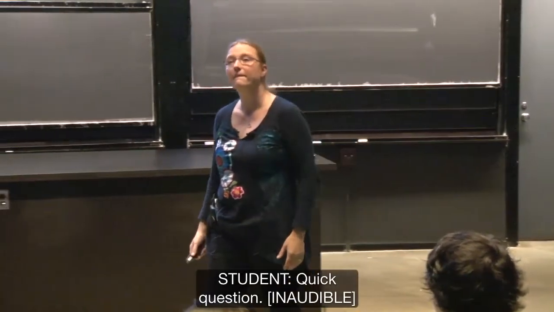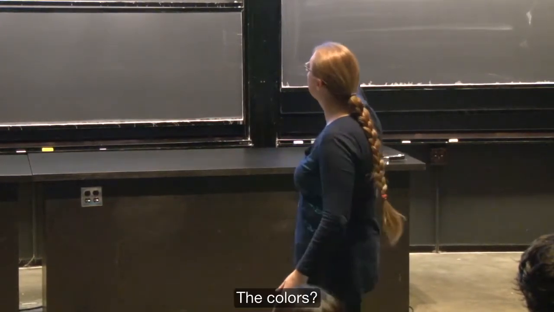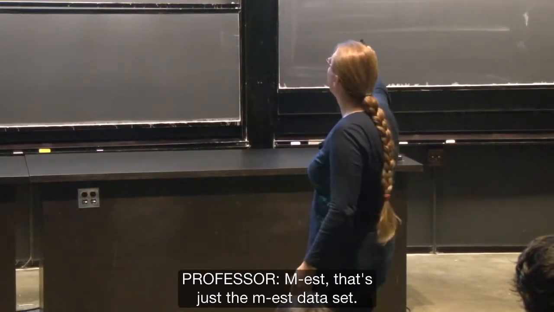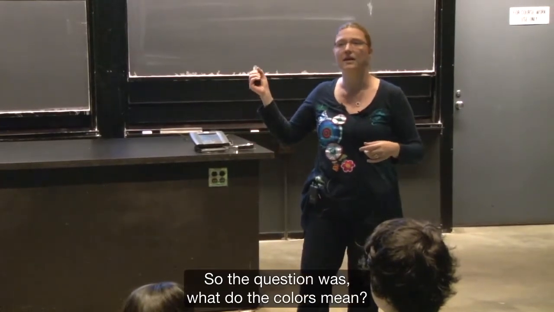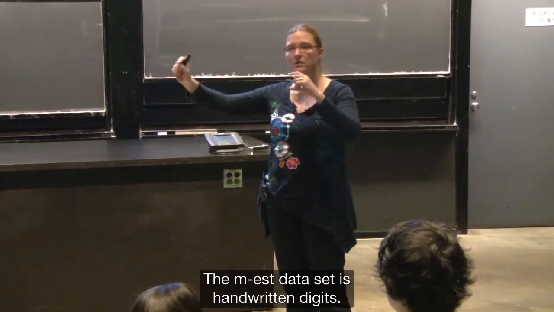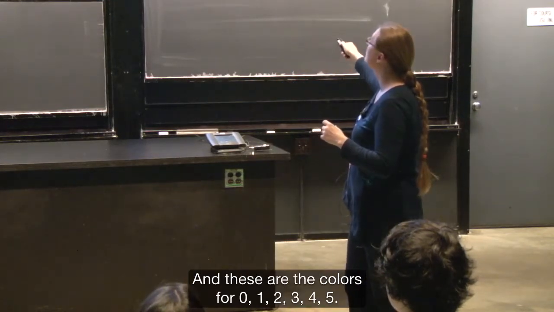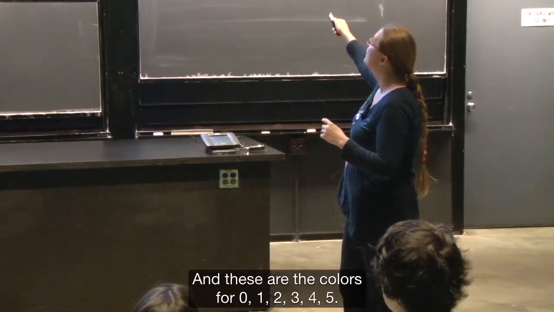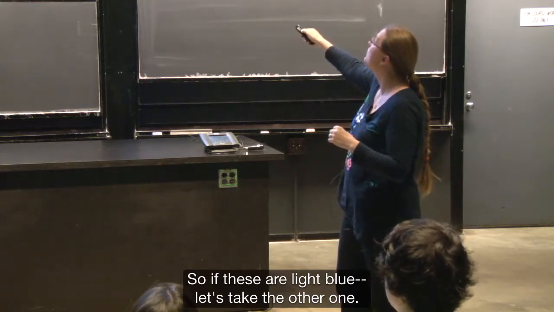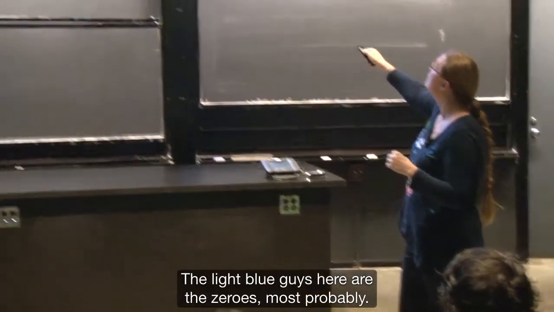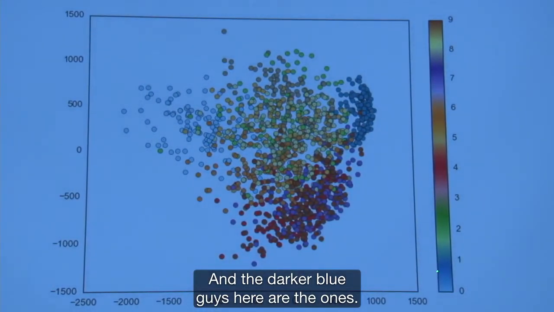Quick question, please. The previous graph you showed, the axis and colors, what do they mean? What, this axis, the colors? MNIST, that's just the MNIST data set. So the question was, what do the colors mean? The MNIST data set is handwritten digits. So you have the classes 0 to 9. And these are the colors for 0, 1, 2, 3, 4, 5. And then they're color-coded. If these are light blue, let's take the other one. The light blue ones here are the zeros, most probably, and the darker blue ones here are the ones.